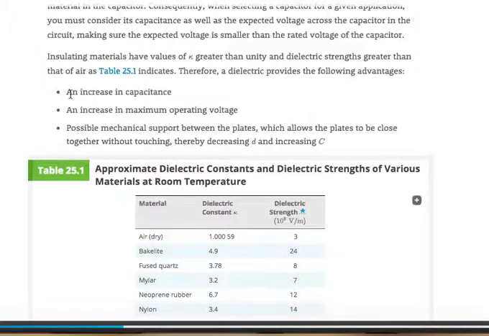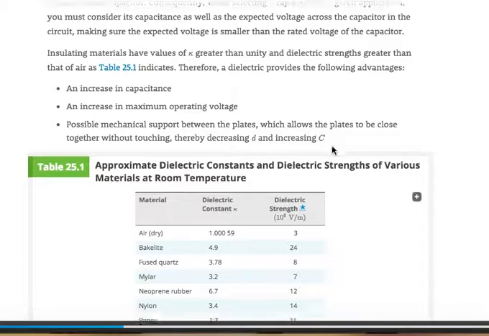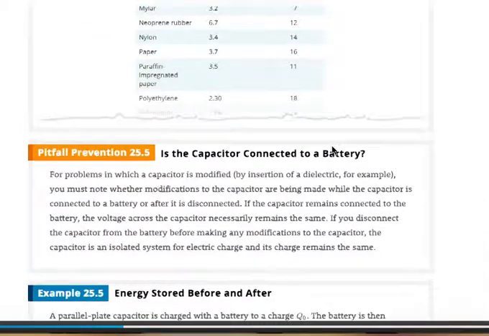Here we go. A dielectric provides the following advantages: increase in capacitance, increase in maximum operating voltage, and also because it is literally a material between the two conducting plates, which have opposite charges, you can actually bring the two plates closer to each other without them touching because of their attractive force. And by decreasing d, you also increase C, the capacitance.